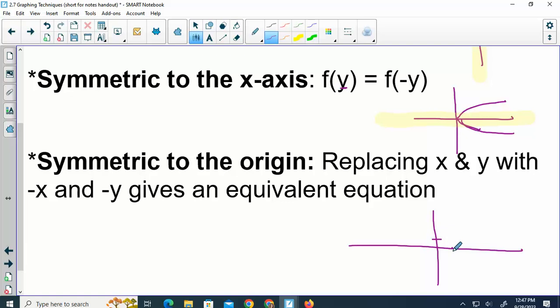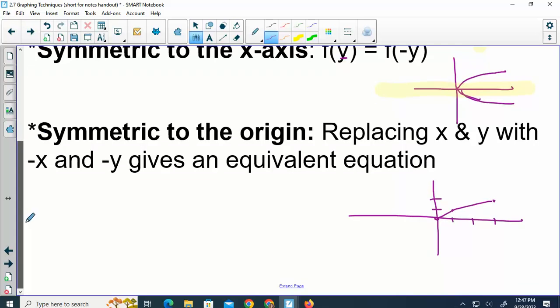So, let's say I had some graph. And it had the points 0, 0, 1, 1, and 3, 2. It's saying when the x is negative, the y has to also be negative. So this was the point 1, 1, that would become negative 1, negative 1. This is the point 3, 2, becomes negative 3, negative 2. And this is a graph that's symmetric to the origin.